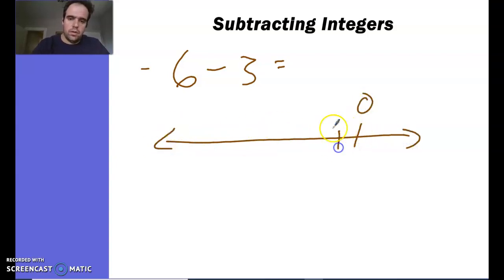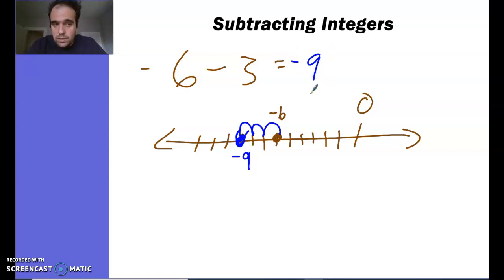Number line is 0, 1, 2, 3, 4, 5, 6. I'll provide a bunch of extras here. 2, 3, 4, 5, 6. Here's -6 right here. So our starting point is. Now if we're going -3, that means we're going to the left 3 spaces. 1, 2, 3. Plops us there at -9.